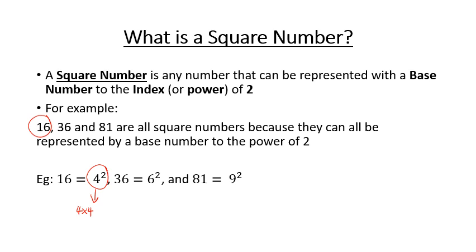36 is a square number because it can be represented as 6 to the power of 2, or 6 times 6. And 81 is a square number because 81 can also be written as or represented as 9 to the power of 2, which is 9 times 9.